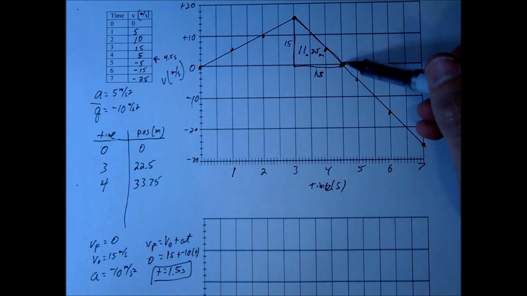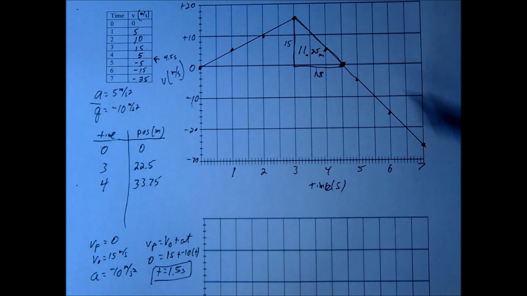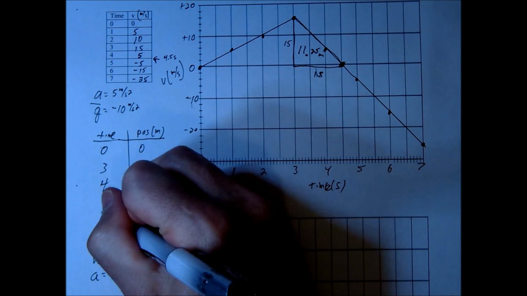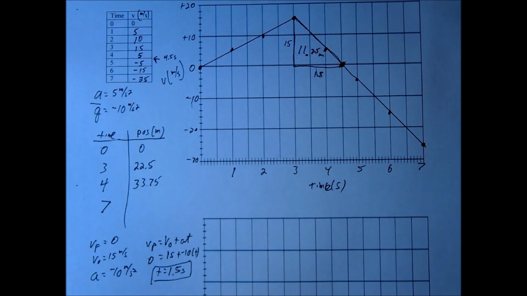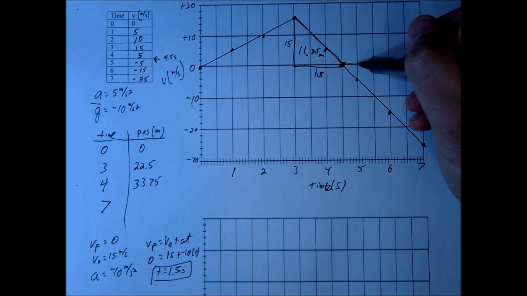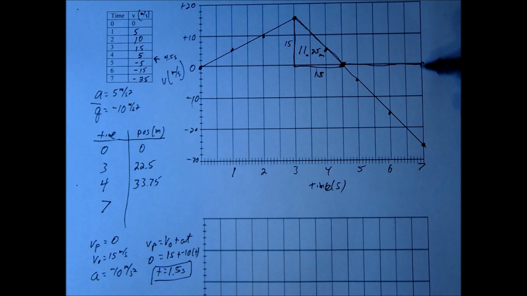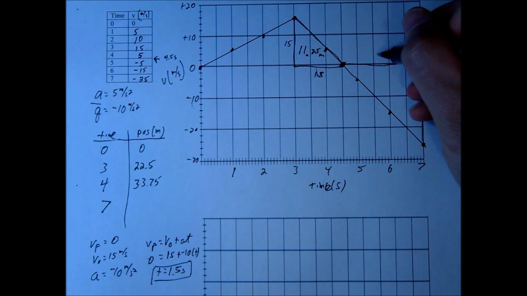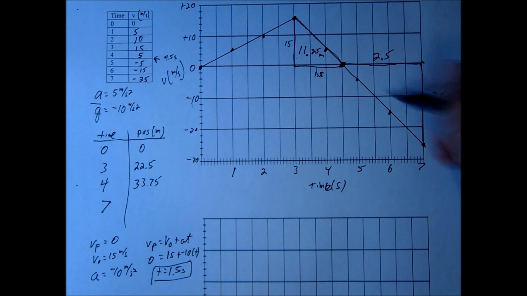Okay, the final thing is going to be all the way down here to 7 seconds. So this is going to be at time 7. We want to know where we're located. So again, we're just going to find the area of this. This is negative 25. This is, what's this, 2.5. So we'll go ahead and find the area of this.